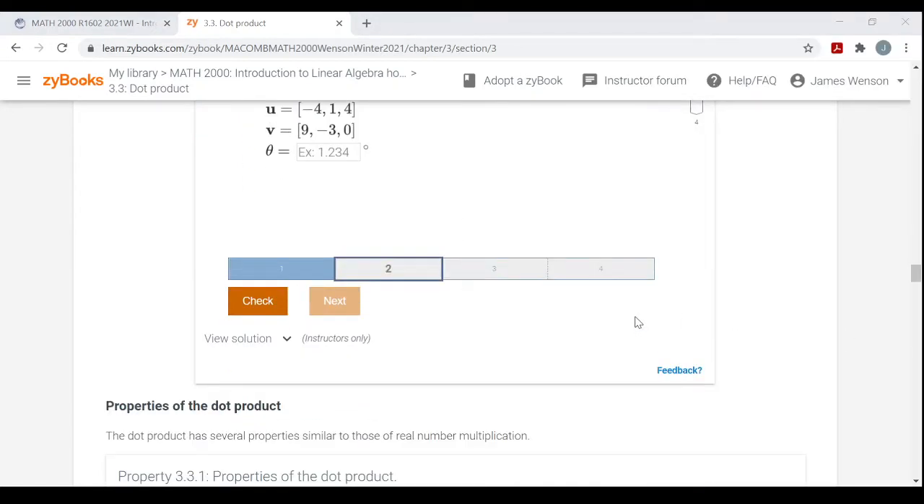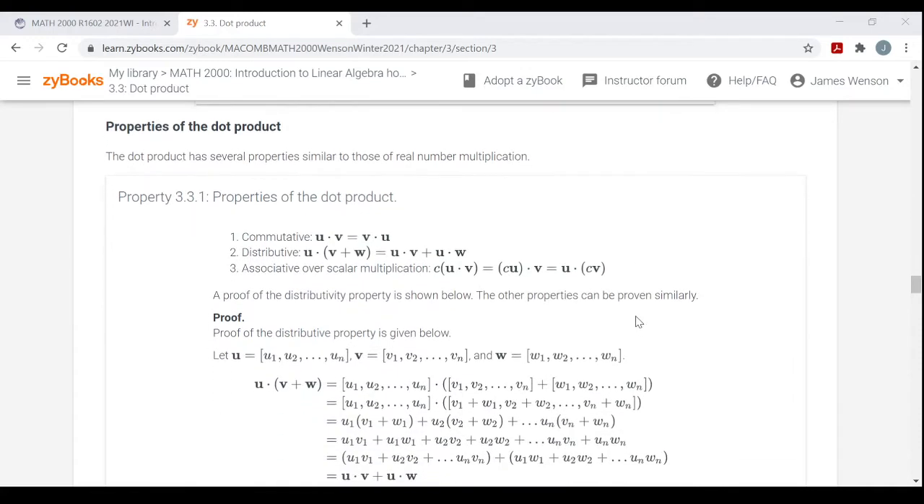Okay. Then some properties of the dot product. There's just a few here. Again, hopefully these are pretty obvious. I'm not going to go through the proofs or anything. I'll just read them off. The dot product is commutative, right? Meaning that you can do it in either order and get the same result. u dot v will be exactly the same as v dot u.